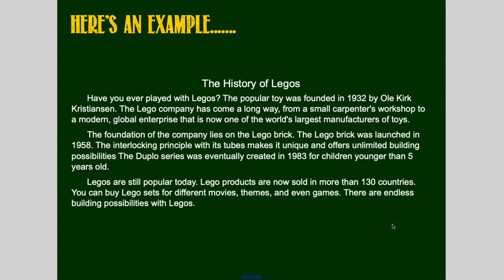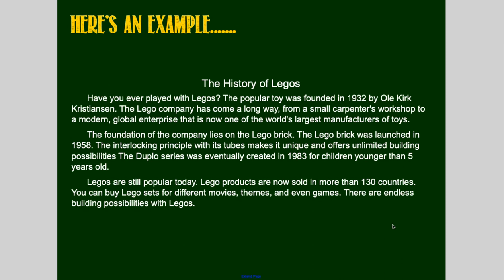The Lego company has come a long way, from a small carpenter's workshop to a modern global enterprise that is now one of the world's largest manufacturers of toys. The foundation of the company lies on the Lego brick. The Lego brick was launched in 1958. The interlocking principle with its tubes makes it unique and offers unlimited building possibilities. The Duplo series was eventually created in 1983 for children younger than 5 years old.